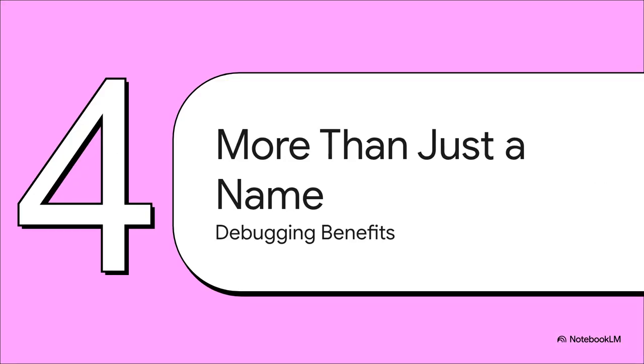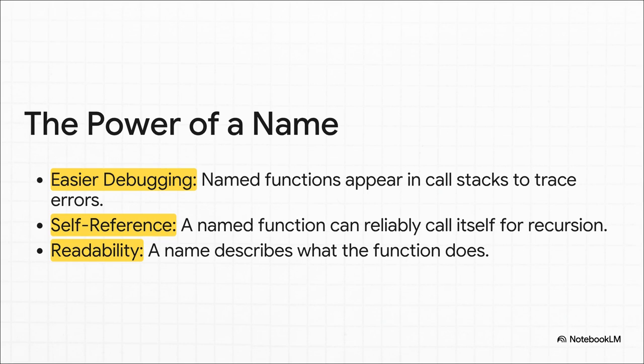Okay, so beyond hoisting, there's another really important reason to care about this. It has everything to do with what happens when things inevitably break and you have to go on a bug hunt. So here's a pro tip. Even when you're using a function expression, you can still give it a name, like this: var myfunc equals function innerName. Doing this can be an absolute lifesaver when you're debugging.